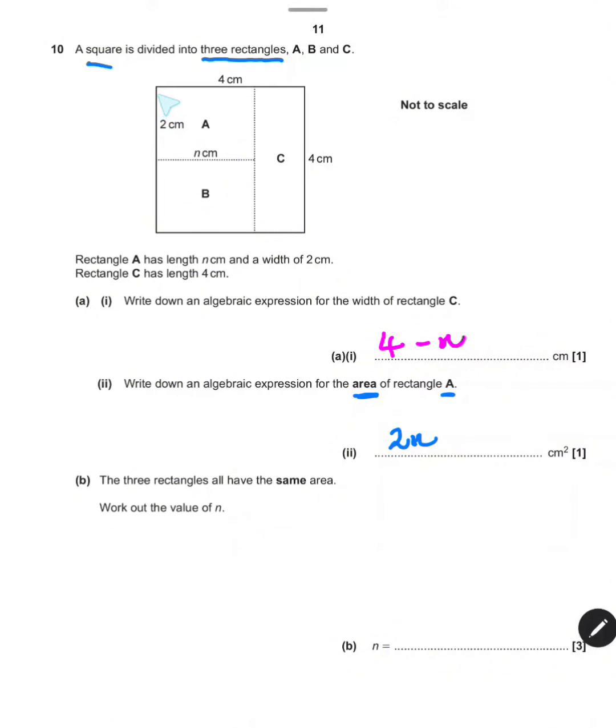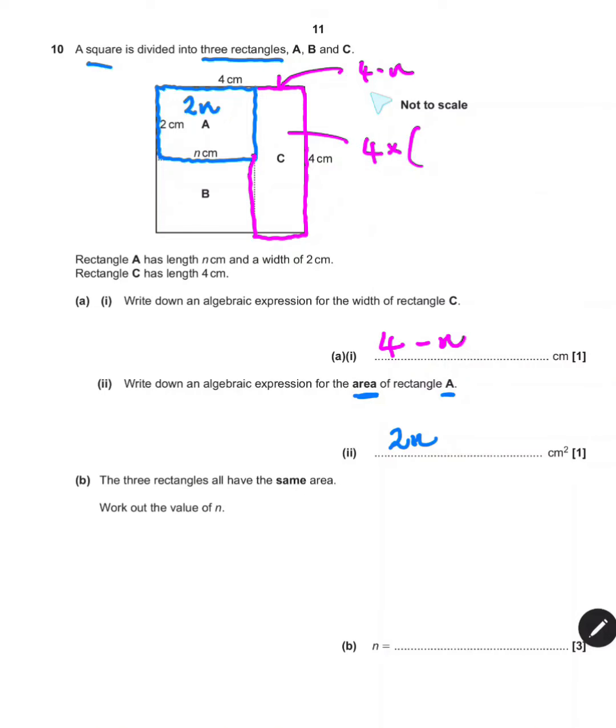So we know the area of this is 2n. I'm going to use rectangle C because we have the measurements of C. This is 4 and this bit is 4 minus n. The area of C will be 4 lots of 4 minus n, base times height again. 4 times 4 is 16 and 4 times negative n is negative 4n.